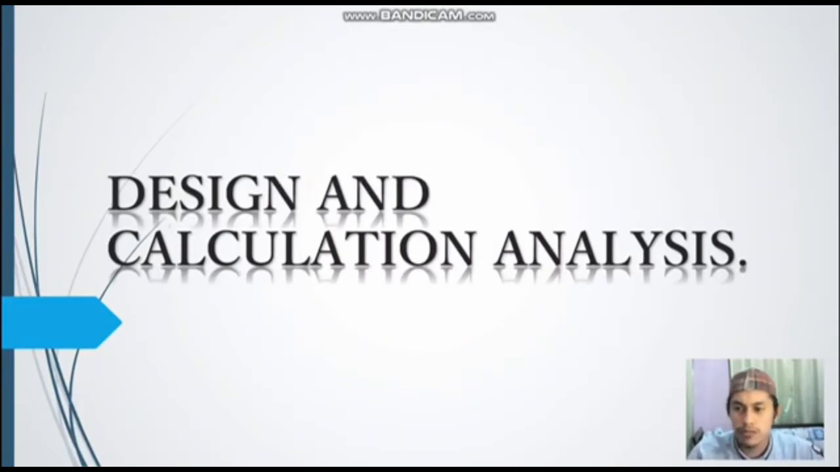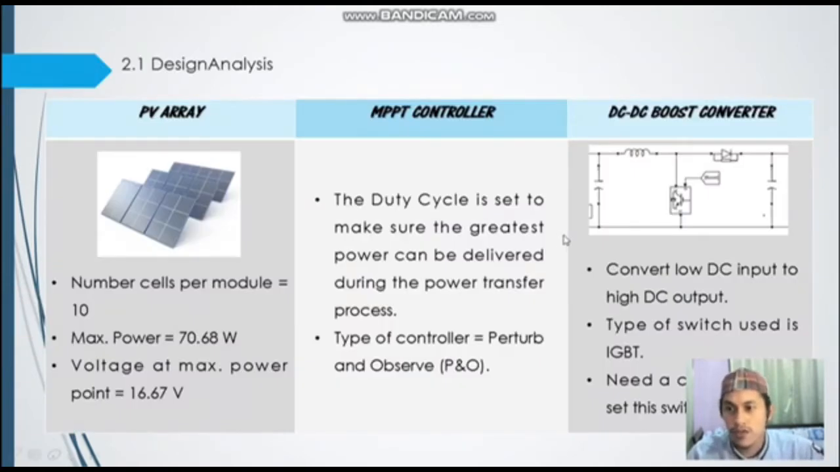In this video, I will explain about the design and calculation analysis for our project. Okay, first for design analysis, our group used three main components, which are a PV array, MPPT controller, and the DC-DC boost converter. For the PV array, we must set the number of cells per module to 10. The max power is 70.68 watt, and the voltage at max power point is 16.67 volt.